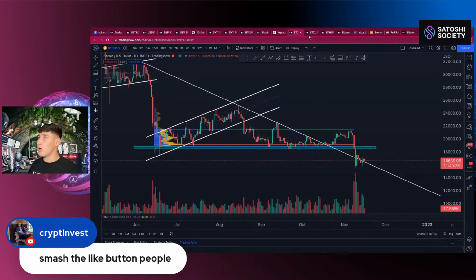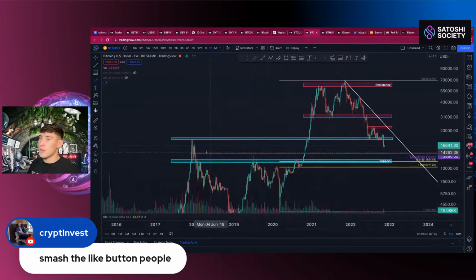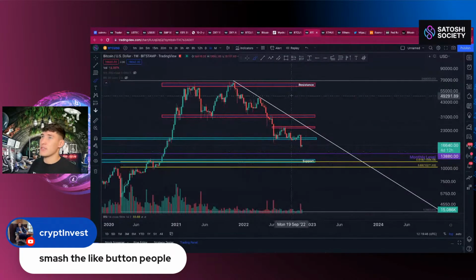I've showed you on this weekly chart here. That's the next target I've got. It's a major monthly level that's been respected on the weekly. Support back here, perfect resistance back there as well. So that's why I'm looking at this level being the next major level.